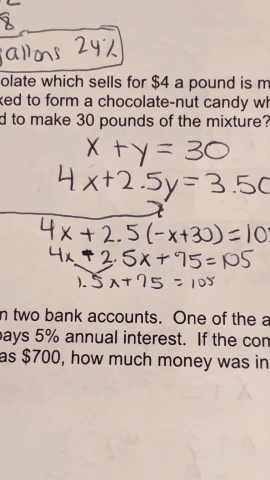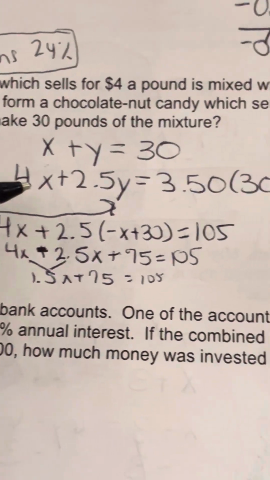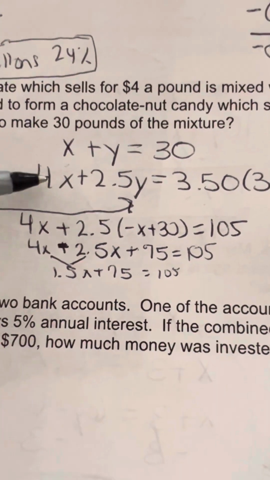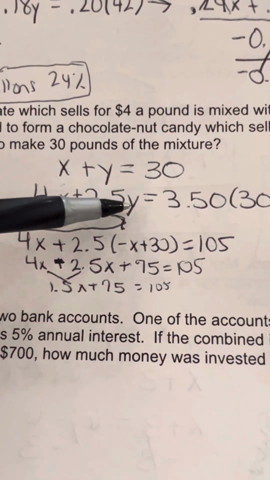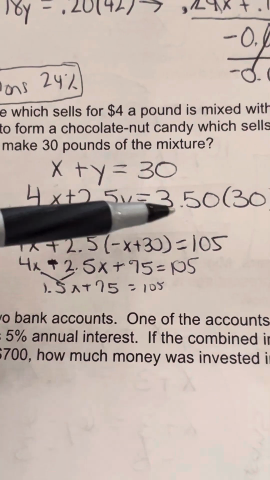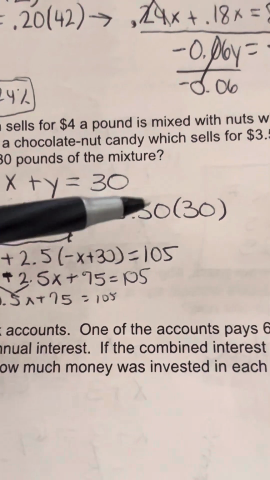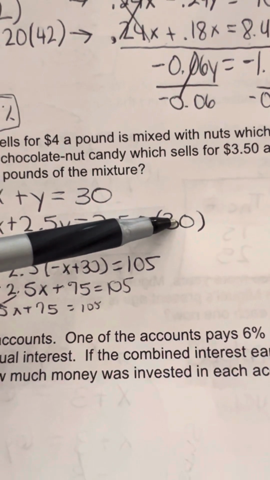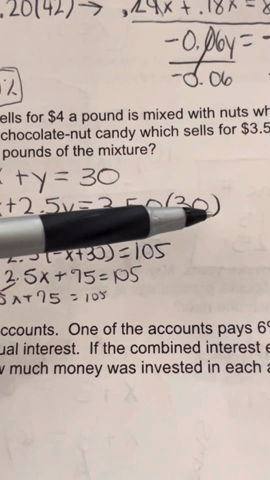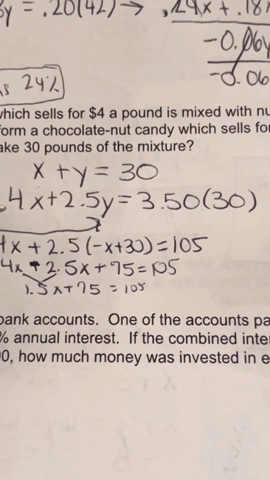Now, the second equation that you see right here is the money mixture. So we have $4 for the chocolates. We have 2.5 for the nuts. So if I add those two together, I get the $3.50 combination of 30 pounds of chocolate and mixed nuts. So that is the set of equations.